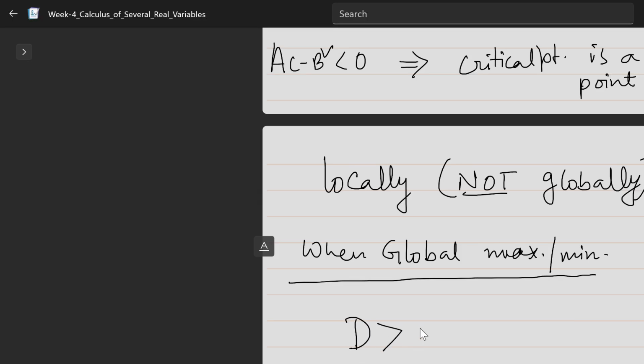You are checking D is positive, right? First you are checking D positive. D means this determinant, D is equal to the determinant of A, B, B, C. After D positive, you are checking whether A is positive or negative. These three things you are doing. Then the conclusion is that I have a local maximum or minimum, right?